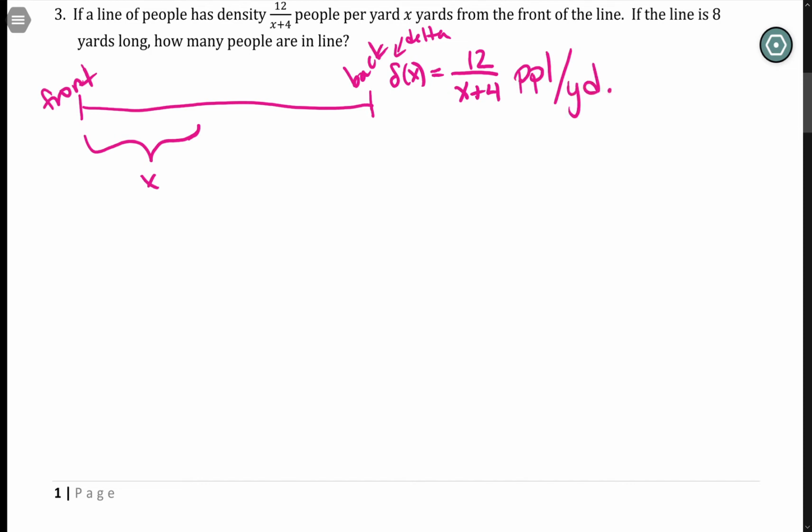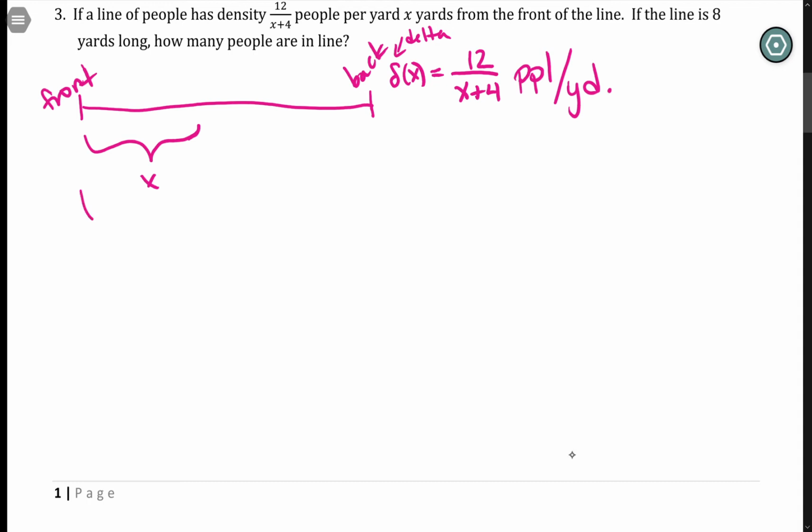If we are 2 yards from the front of the line, then we get 12 over 6, which is 2 people per yard. If we're, what's another nice one? 8 yards from the front of the line is a really easy one. We get 12 over 12. We have 1 person per yard. So the line is getting less dense as we work our way back. So people are more tightly packed at the front of the line, and it gets a little more spread out as we work our way back.